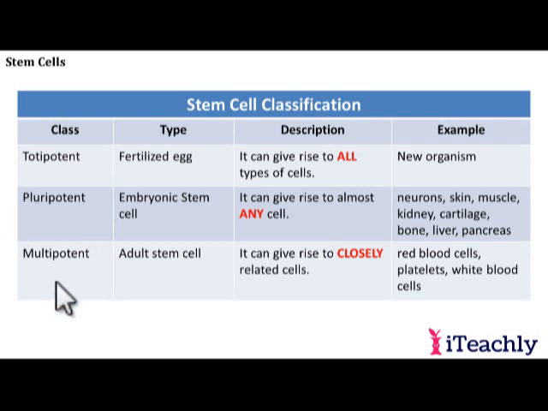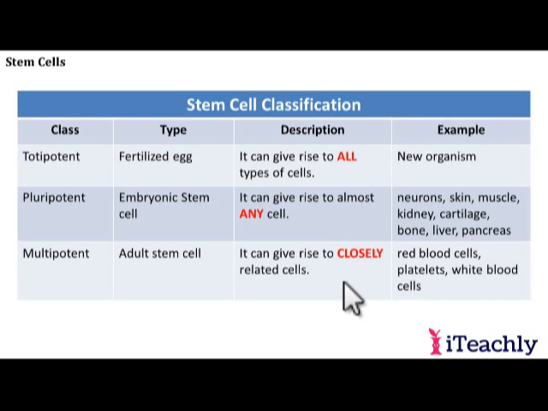So the third class was that multipotent cell, and these are the adult stem cells. These can be taken out of us because we do have some stem cells in our body, and they can give rise to the closely related cells. For example, they talked about leukemia, being able to take the blood cells, the stem cells from the bone marrow, and use that to treat patients with leukemia.